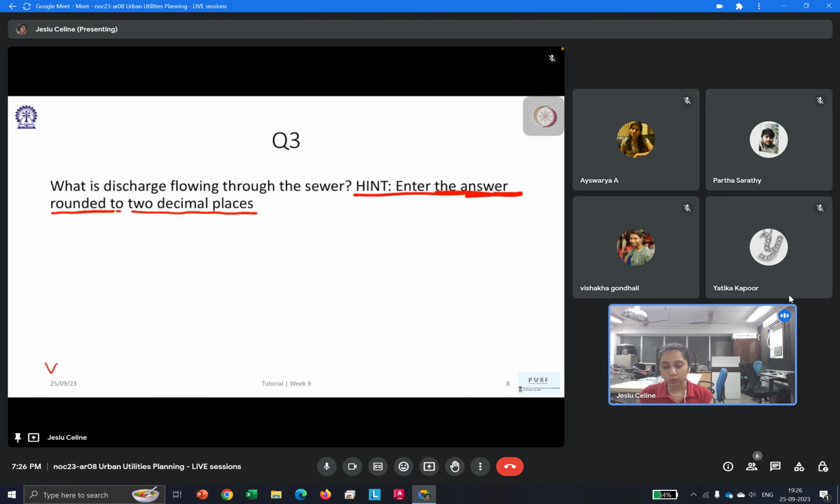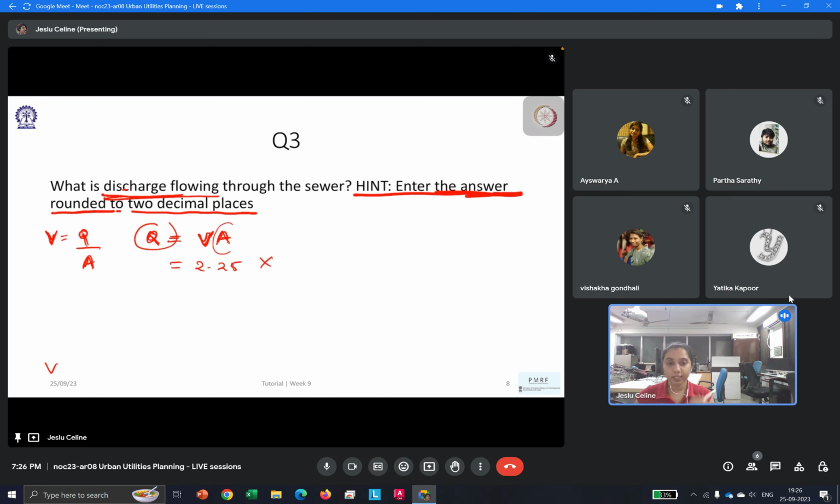We have velocity. We know that V is equal to Q by A, velocity is equal to volume by area, or Q is equal to VA. We have been asked to find Q, the discharge. Velocity we already got as 2.25, so we can just put it there, into the area. What will the area now be?